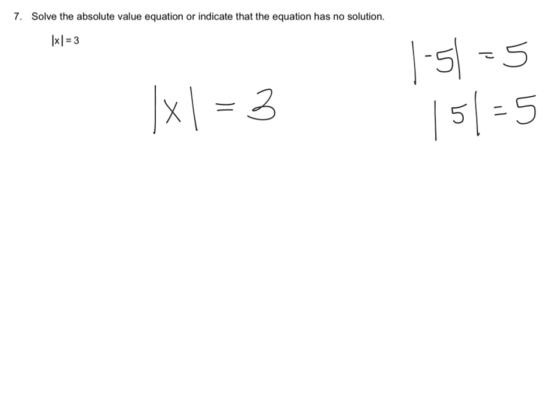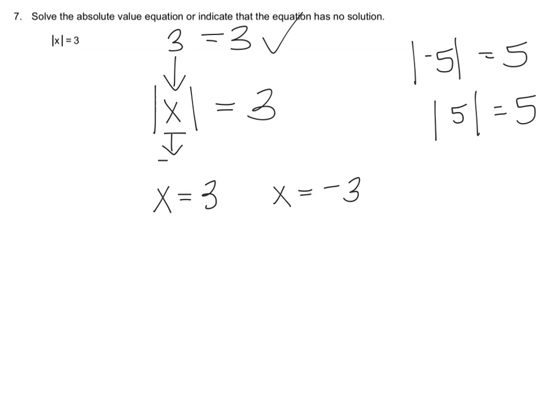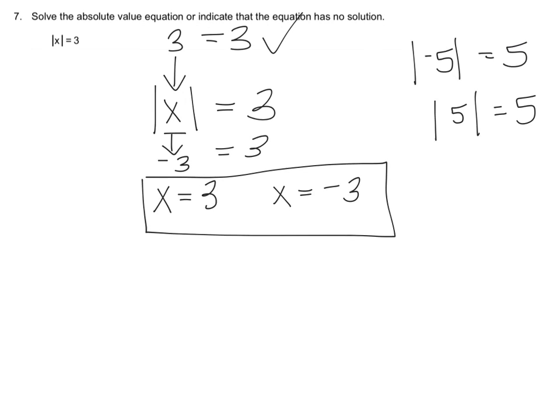So in order to solve this equation, we're going to set what's inside the bars, which is x, equal to the negative and positive solution. So x equals 3 and x equals -3. If we were to place a 3 within the absolute value bars, our solution would be 3. If we were to place a -3 within the absolute value bars, our solution would also be 3. So our answers are x equals 3 and x equals -3.